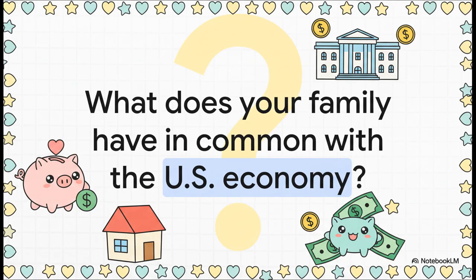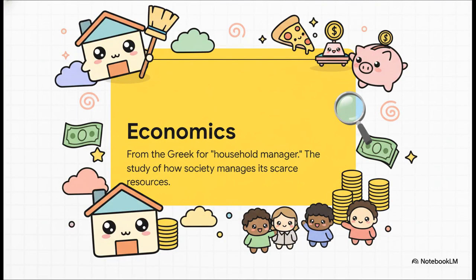So, let me start by asking you a question. What does your family have in common with the entire U.S. economy? I know, it sounds like a weird comparison, right? But the answer to this question, well, it's the key to understanding all of economics. Believe it or not, the word economy actually comes from the Greek word oikonomos, which literally means one who manages a household. And if you think about it, a society is a lot like a household. It has to make all these decisions about how to divvy up its resources. You know, who gets what, who does which jobs. It all comes down to managing things that are limited.